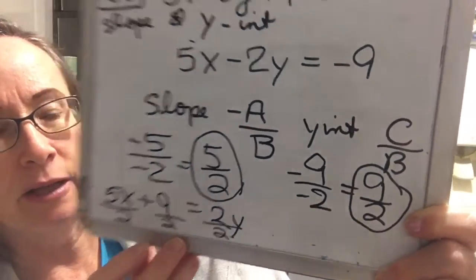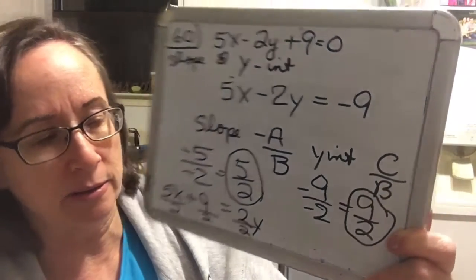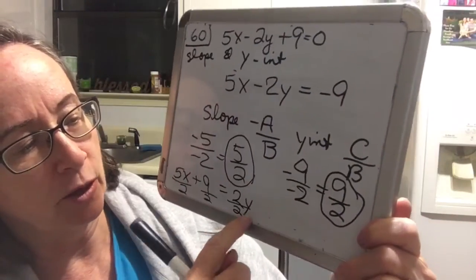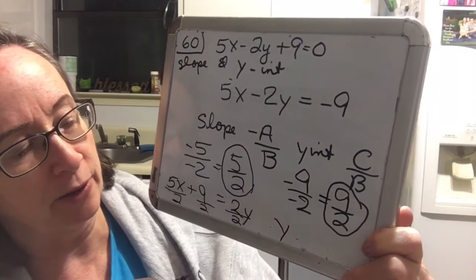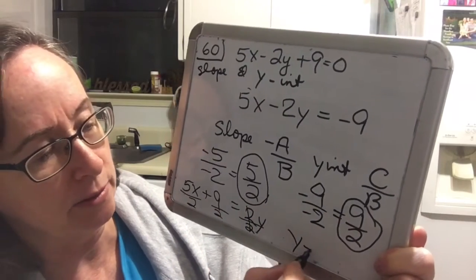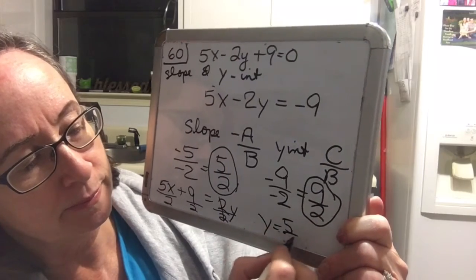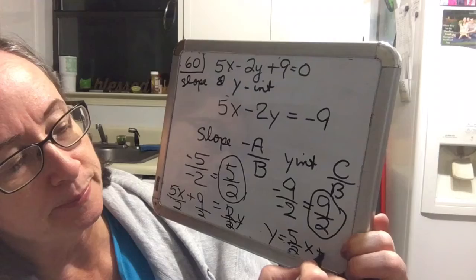Okay, now this one's not quite in slope-intercept form because it's backwards. So as I simplify it, we'll move it around. So I'm going to put the y in the front now because the y was on the back side of the equation. But these 2's cancel out. So y equals 5/2 x plus 9/2.